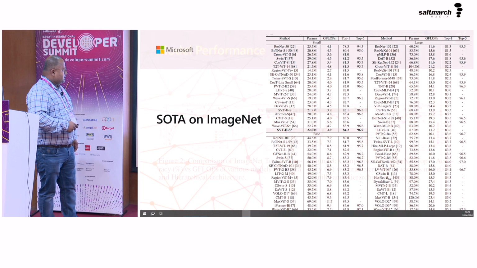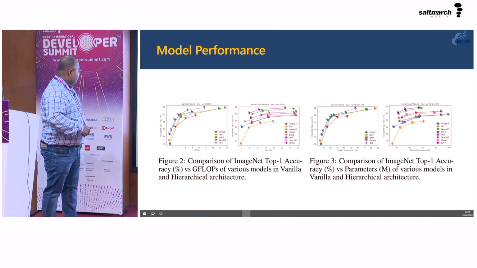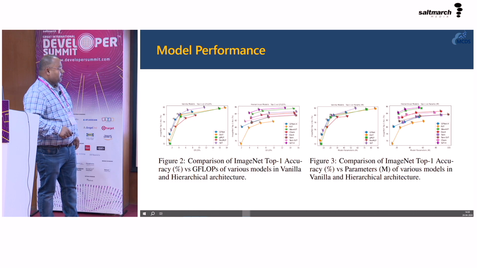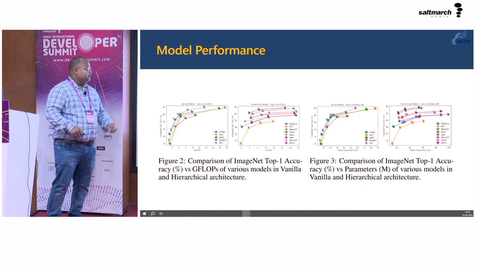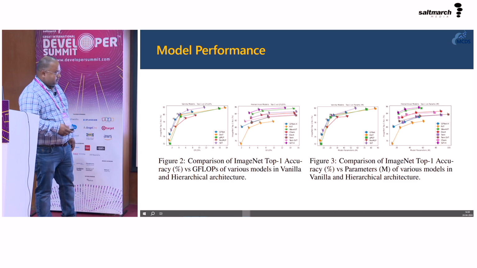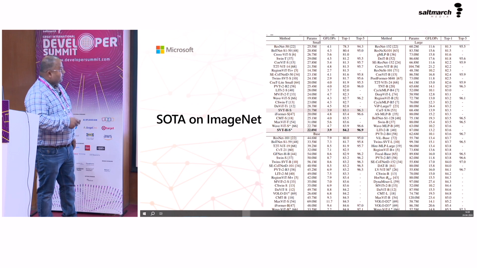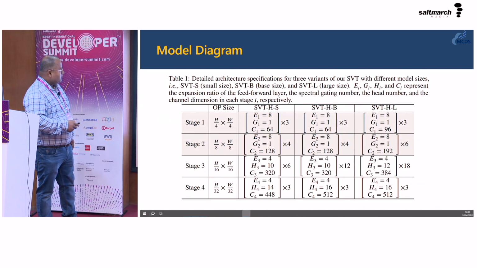So I have discussed the modern performance for the vanilla architecture. This is for the number of parameters. The parameter count is very low. You can see that SVT is of a very small size, and it gives better performance compared to the others. This table will show that as well.